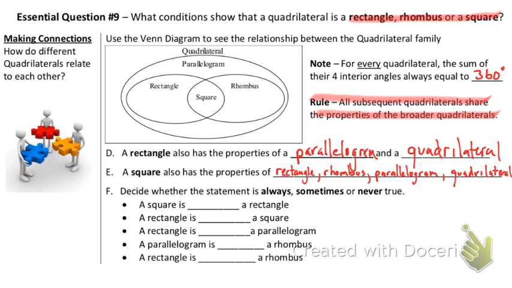So a square is blank, always, sometimes, or never a rectangle. So if you look, is a square part of the rectangle circle? The answer is yes. Therefore, the square is always a rectangle.